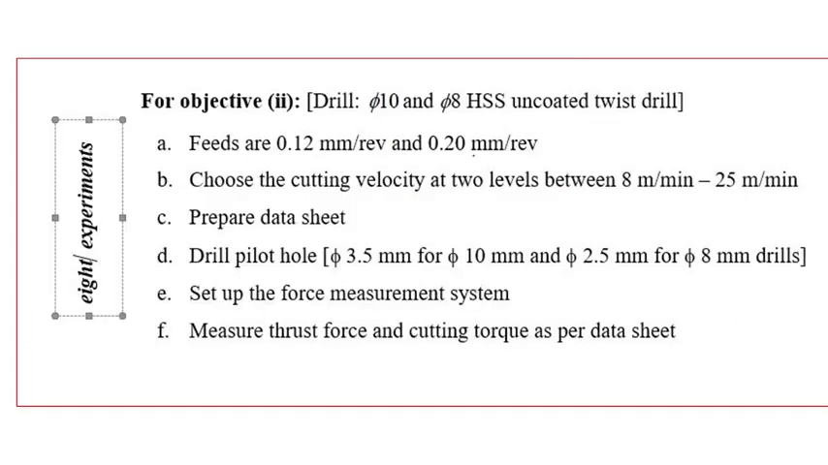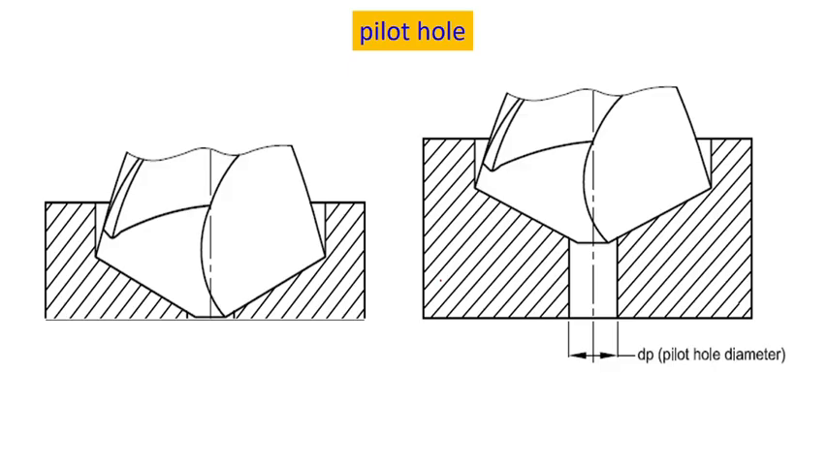What else do you need to do? This is objective number 2. Same experiment you have to repeat, same kind of feed, same kind of cutting velocity. Only thing is that now there would be a pilot hole of 3.5 mm and 2.5 millimeter respectively for 10 millimeter diameter drill and 8 millimeter diameter drill. Rest of the procedure remains same. Now what is pilot hole? Let me explain that. Before that, let me tell you what are the forces which will be coming onto the drill.